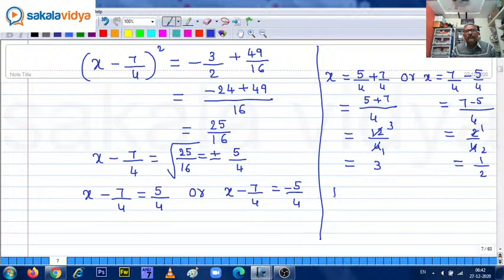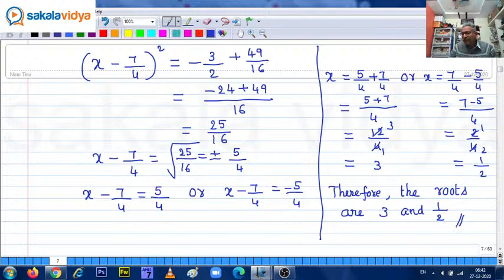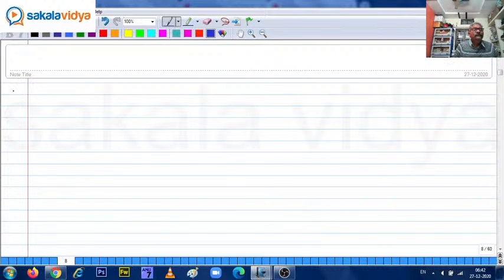So therefore the roots are 3 and 1 by 2. This method needs to be followed. So let us move to the second question now.